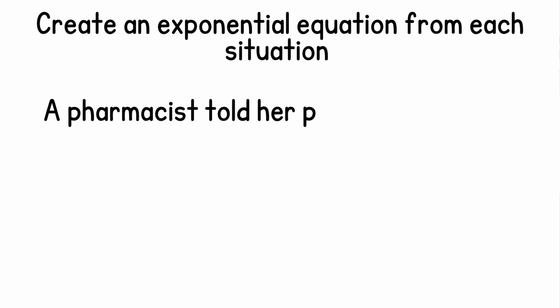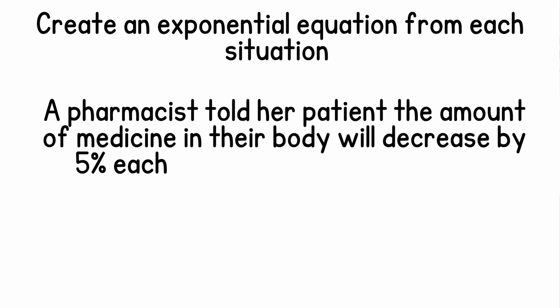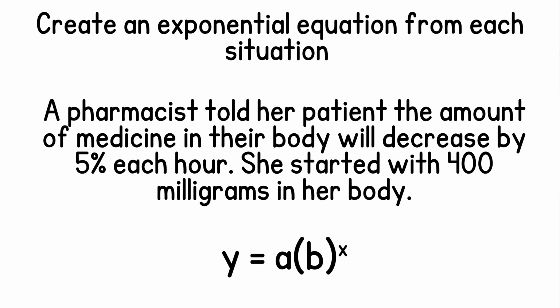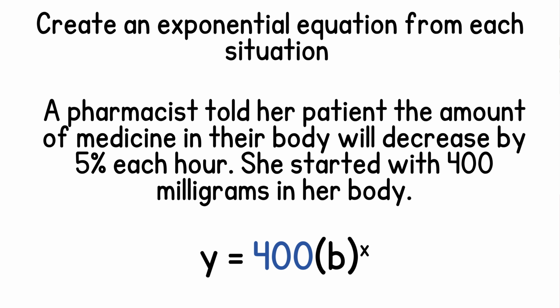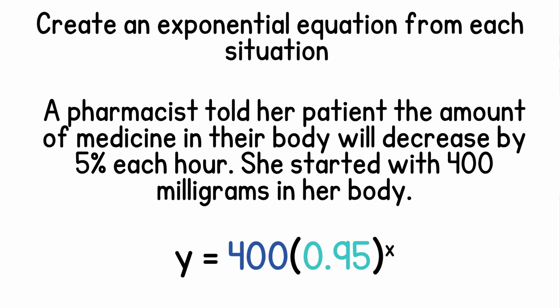Our last one says a pharmacist told her patient the amount of medicine in her body will decrease by 5% each hour. She started with 400 milligrams in her body. So if we take our equation and a is our starting point, then we'll replace it with the 400 milligrams. We know that it's decreasing by 5%, so we'll subtract 5% as a decimal of 0.05 from 1, which will give us a factor of 0.95.